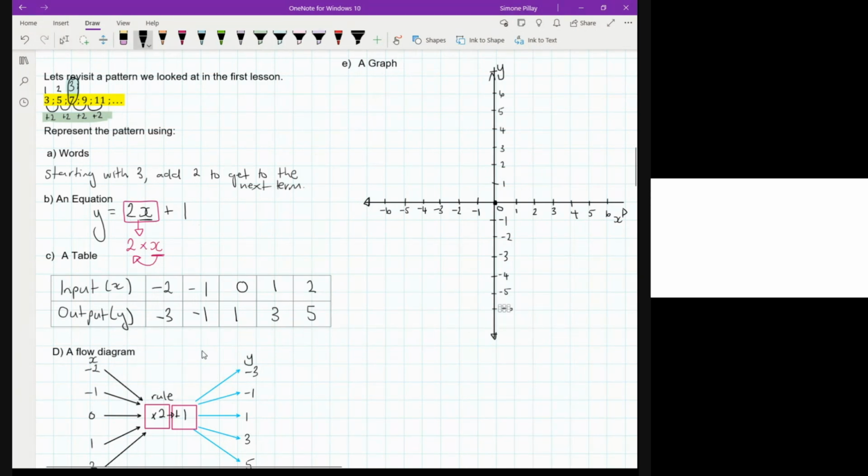Okay, cool. The next thing that I need, tell me guys, what's the next step I'm going to take to be able to draw this graph on my Cartesian plane?